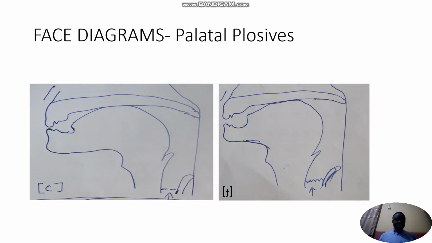So here are some phase diagrams of the palatal plosive sounds. Take a look at these two, the first being the voiceless and the second being the voiced. Is this familiar to you? Don't mind my drawing. But of course, you can see the singular distinction there, which is in the voicing, right?